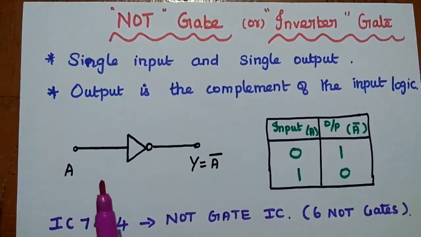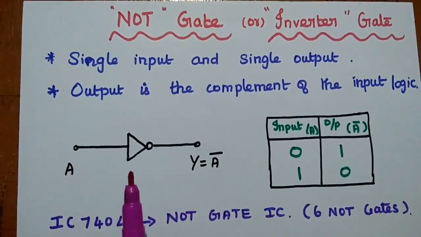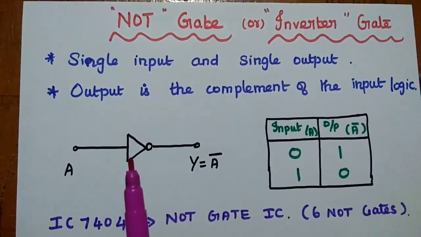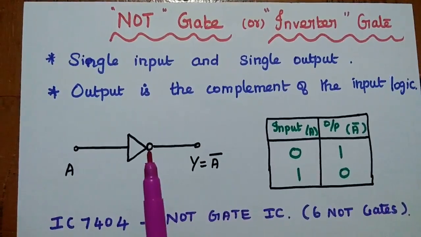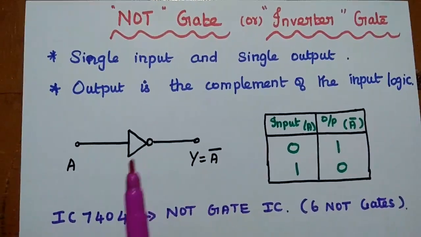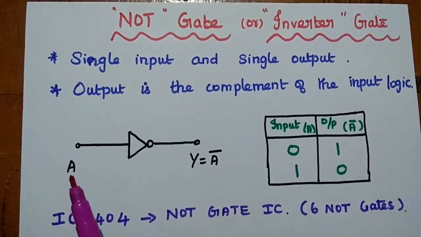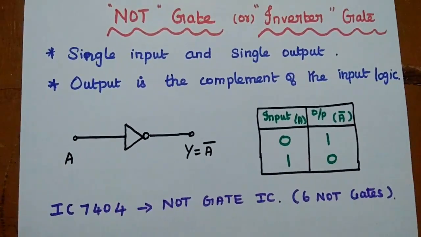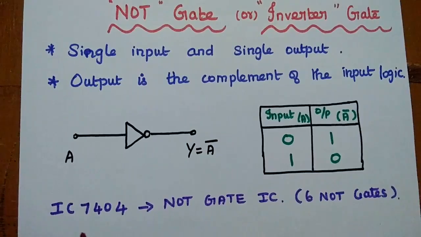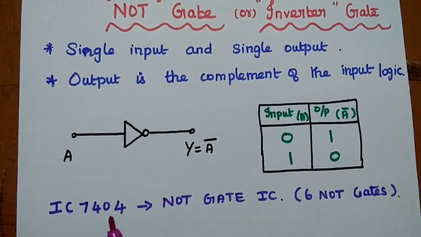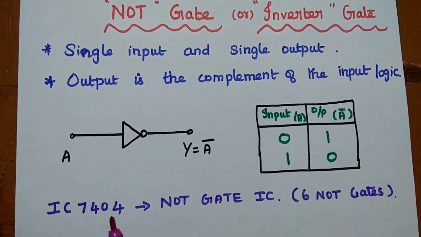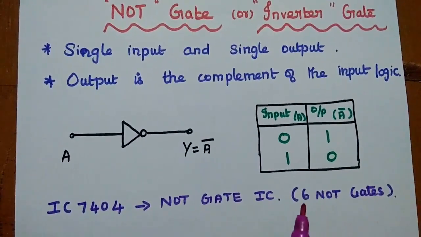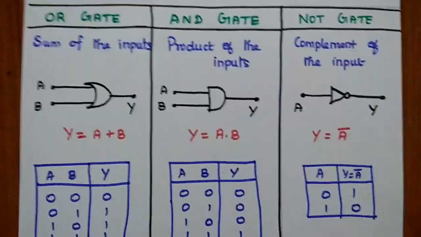The symbol for this NOT gate is like this. There is a bubble. The bubble represents the inverting operation. If A is the input, I get the output as A bar. The NOT gate IC is IC 7404. In this IC we have 6 NOT gates.